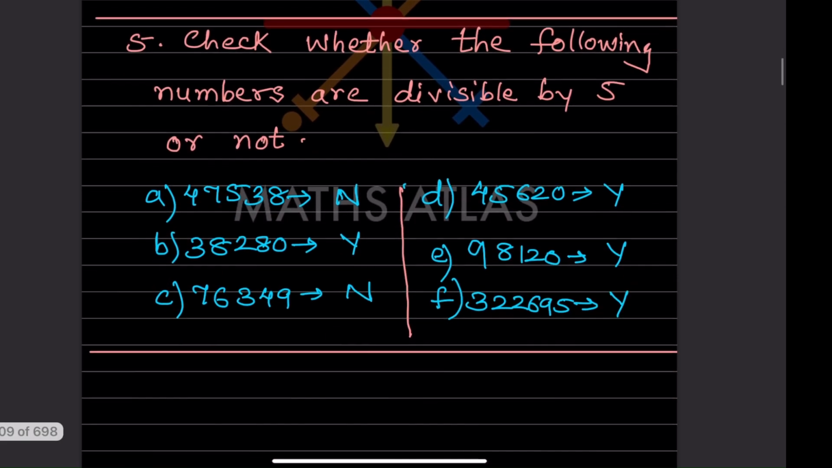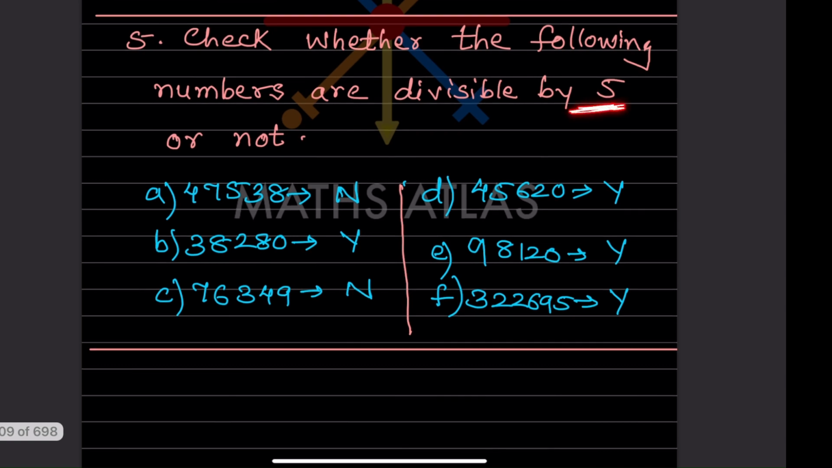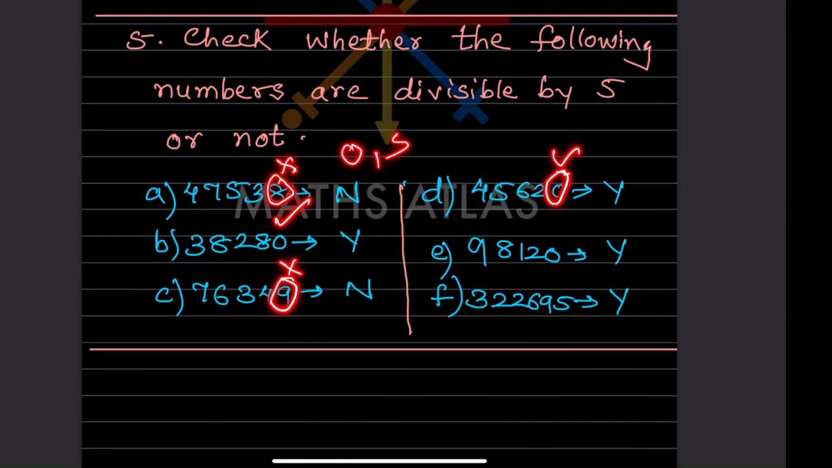Again here, divisible by 5 or not. Divisibility of 5 is very easy, because the ones place is going to be either 5 or 0. So 0 or 5. Let us see the ones place. This is not, this is yes, this is not, this is yes, this is yes, and this also is yes.